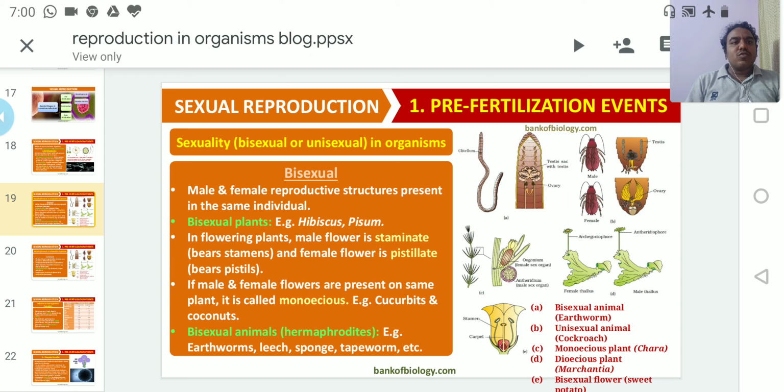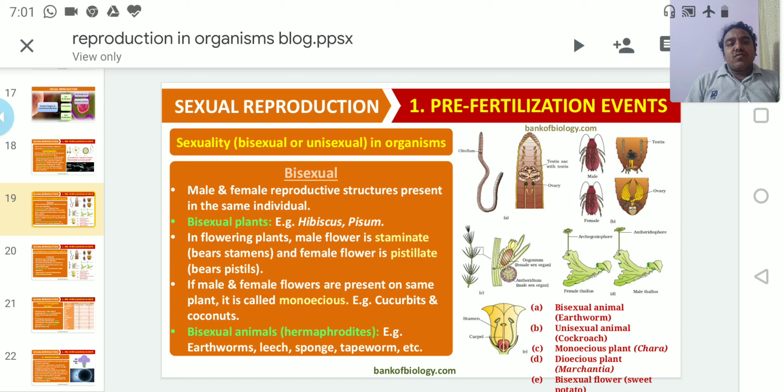They possess both male and female reproductive structures in a single flower or a single plant. In the case of Pisum sativum, the pea plant, we also see bisexual flowers. In flowering plants, there are some cases, remember, where flowers bear only male reproductive structures, and such flowers are known as staminate.